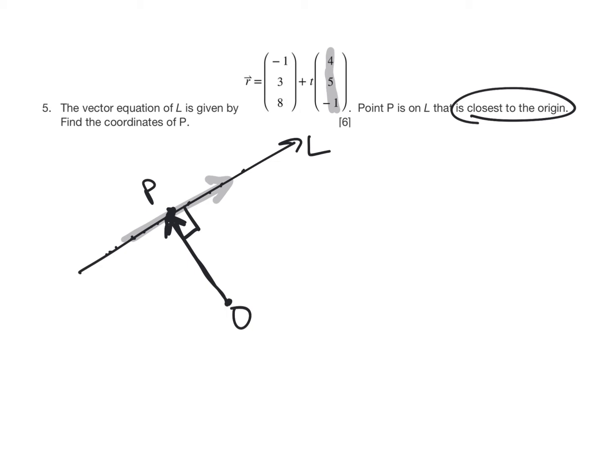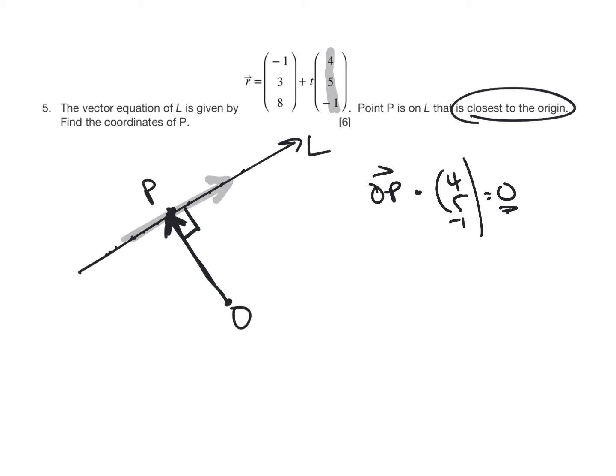And so what I'm going to do is make a dot product between OP and the direction vector of the line, 4, 5, minus 1, and I'm going to make that equal to 0. And when that's true, if this vector OP and the line are perpendicular, the dot product will be 0.